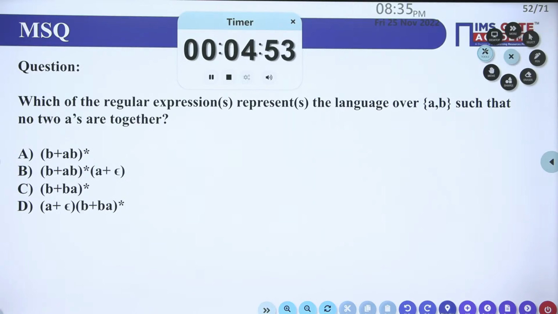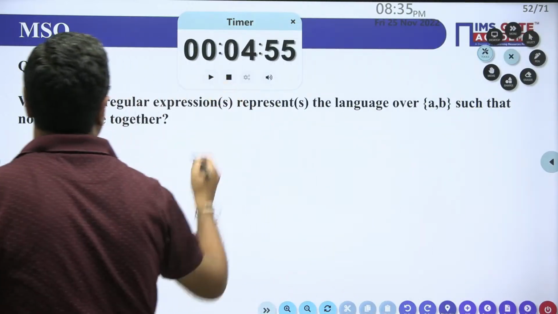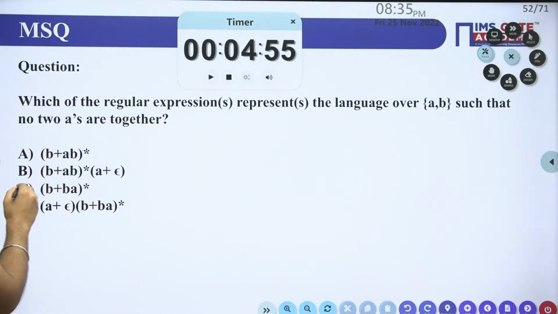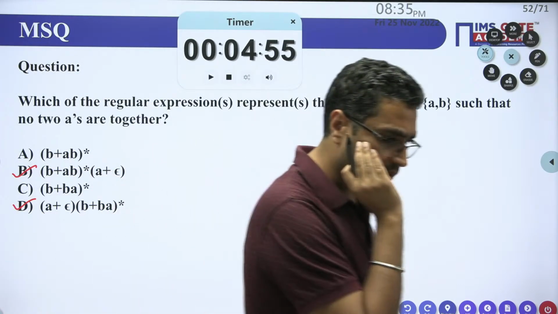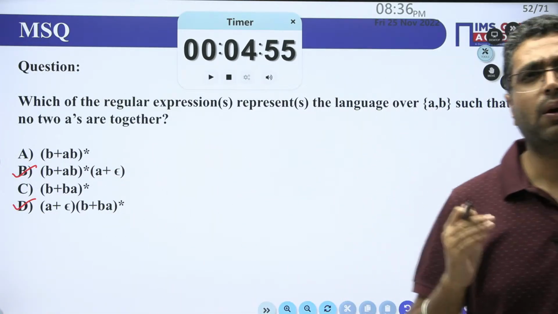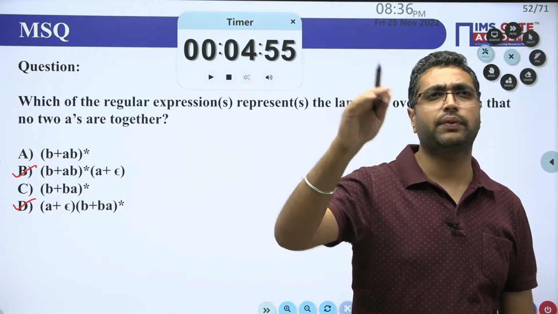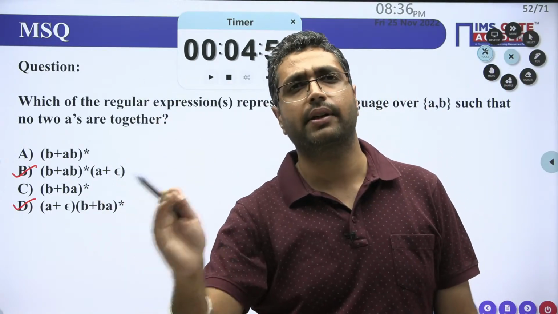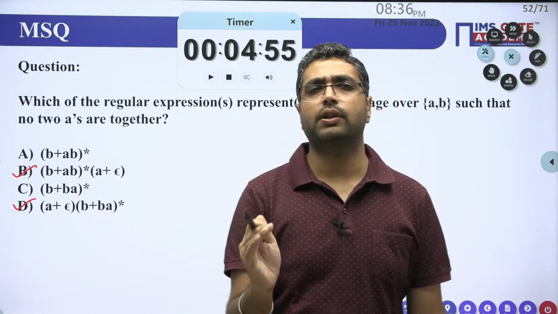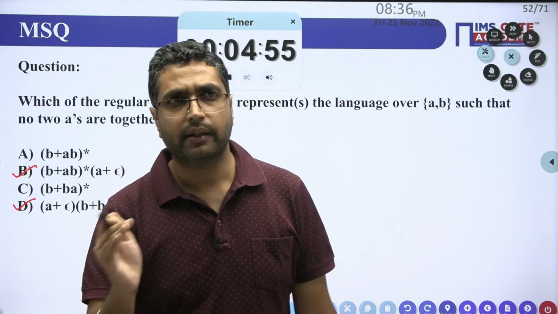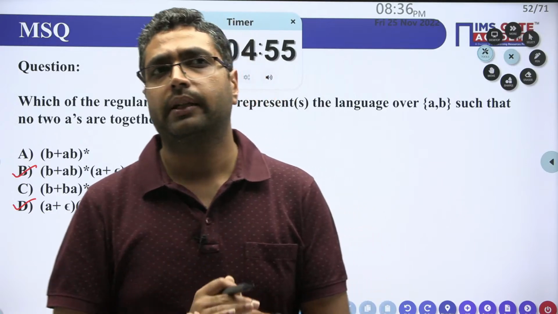So the answer is B and D. I'll explain now. We have given enough time for this. Again, guys, you can solve these questions with the help of the technique of elimination, right? When we say a regular expression represents a language, that means all the strings in the language should be accepted and all the strings not in the language should be rejected, right?